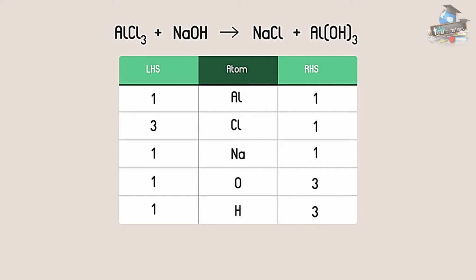We can see that the metals are balanced, but there are 3 times as many chlorine atoms on the left and 3 times as many oxygen and hydrogen atoms on the right. So let's multiply the compound containing chlorine on the right by 3 and the compound containing hydroxide on the left by 3.